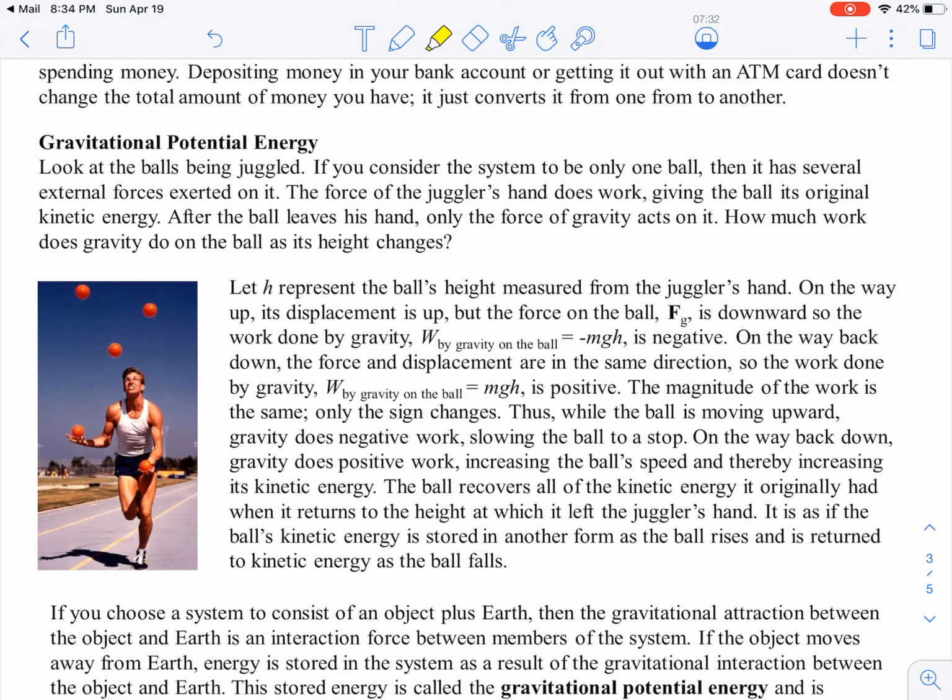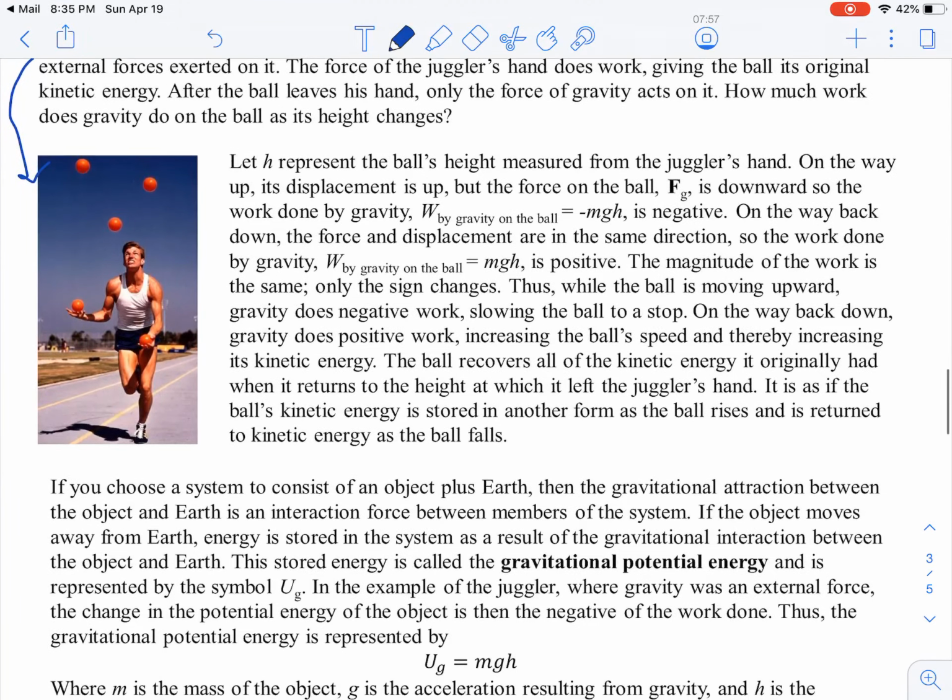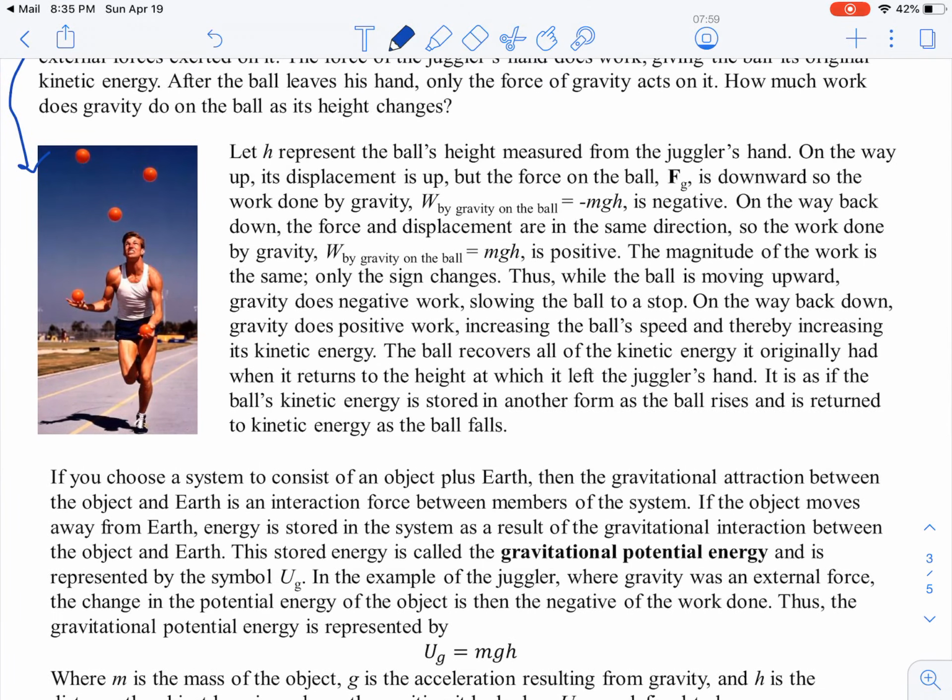Gravitational potential energy. We have an example of a person juggling. If you consider the system to be only one of those balls, then it has several external forces exerted on it. The force of the juggler's hand does work, giving the ball its original kinetic energy. After the ball leaves his hand, only the force of gravity acts on it. How much work does gravity do on the ball as its height changes?